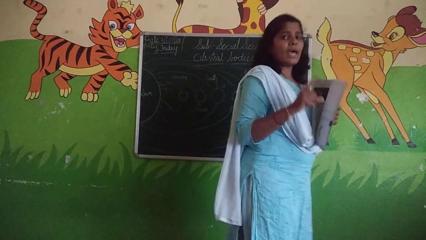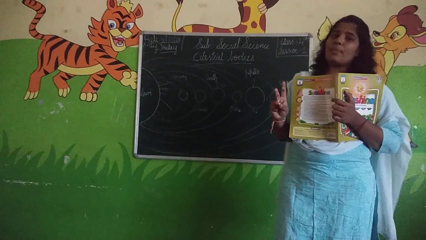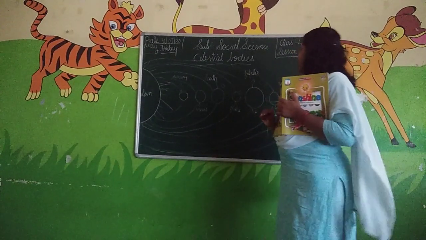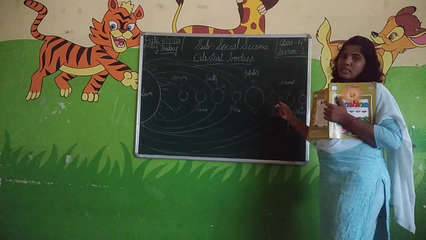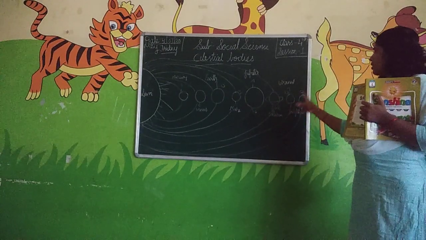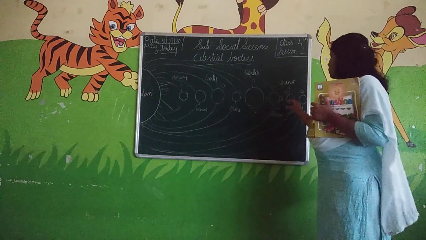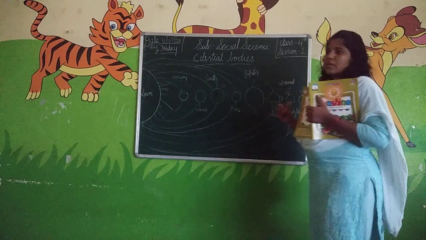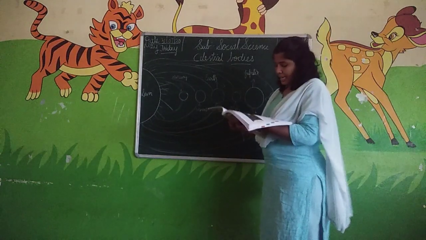Okay, for Earth we have only 1 satellite. For Mars we have 2 satellites. For Jupiter 66, for Saturn 62, for Uranus 27, for Neptune 13 satellites.